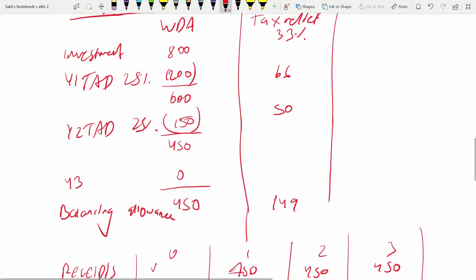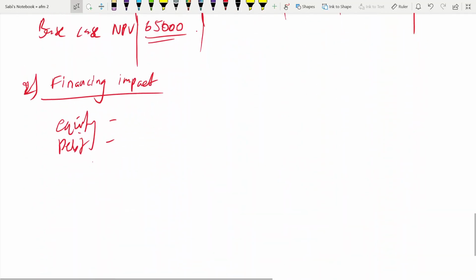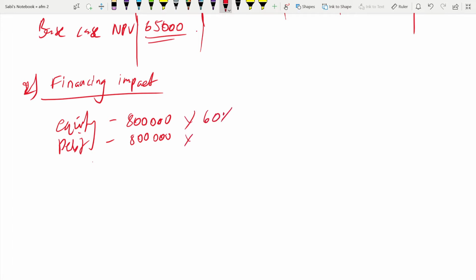So let's start by dividing the equity and the debt first. What is the amount you have to take from the initial investment? 800,000. Okay. From 800,000, 60% is equity, 40% is debt. That means 480,000 is equity, 320,000 is debt. And issue cost will be 4% for equity and 2% for debt.